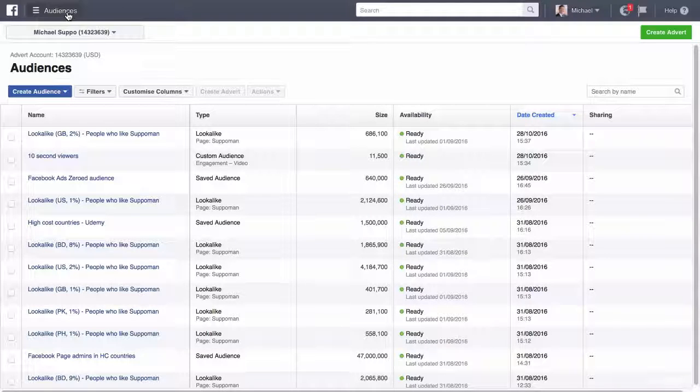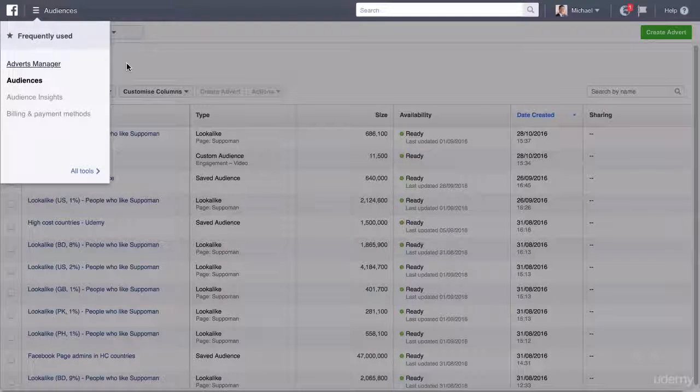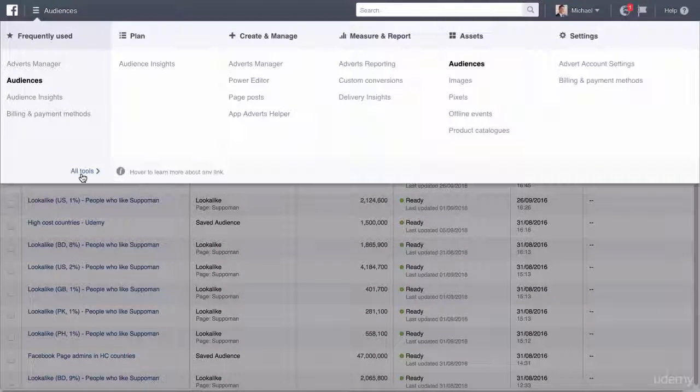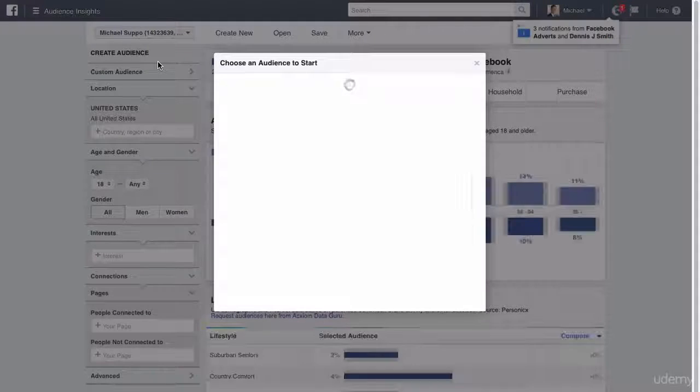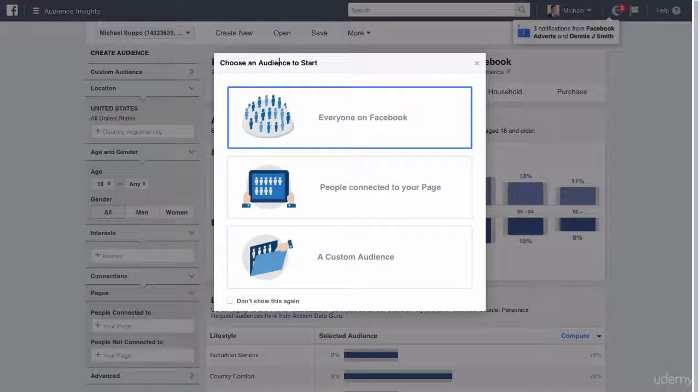So if we go to audiences at the top, assuming we're still in the audience page, but you can just go to whatever tab is at the top left. And then if we go to plan, which is the first tab along, and go down to Audience Insights. So when we click on that, what this is, it's simply a tool that Facebook lets you use and gives you access to all of their information about everybody on Facebook.